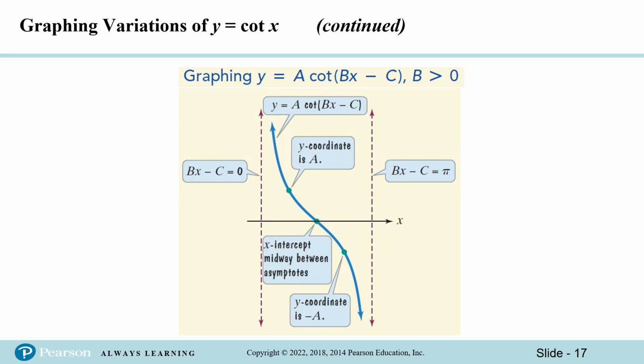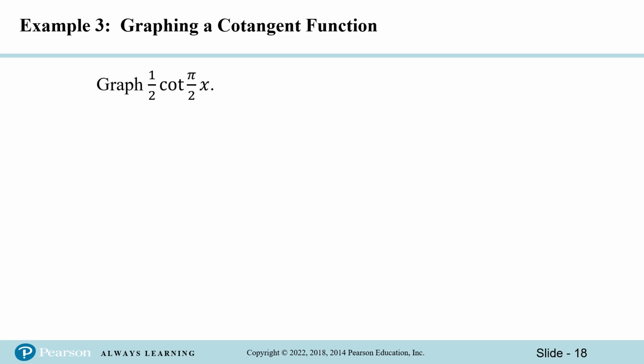Okay, let's see. We need to graph y equals 1/2 cotangent pi over 2 x. Okay. So first thing we need is two consecutive asymptotes. So let's do our A, B, and our C. A is equal to 1/2. B is equal to pi over 2. And C is equal to 0. So here's my 1/2. Here's my B. And that's plus 0. Right?